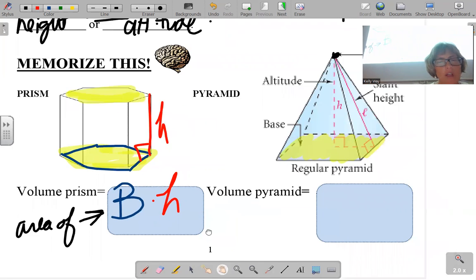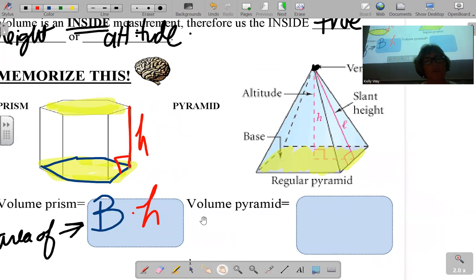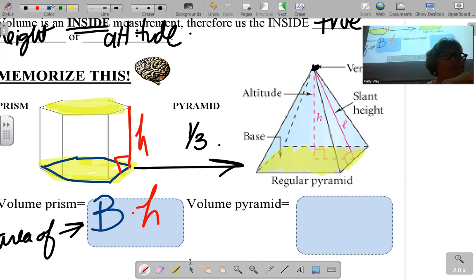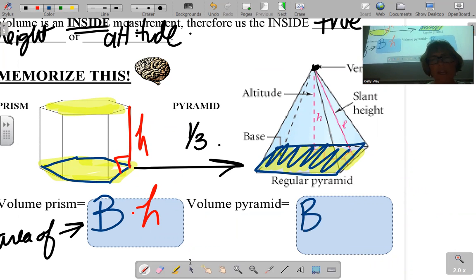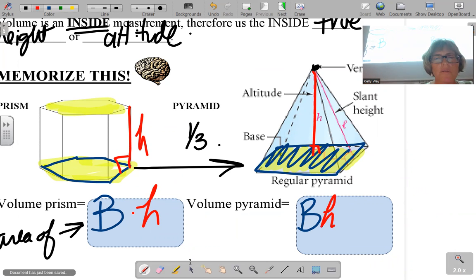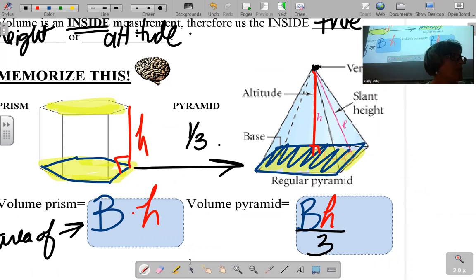Pyramid. Volume is 3 dimensions. Therefore, the fraction from a prism to a pyramid is 1/3 the volume. So this one, same thing, is you find the area of the base. You times by height, which is inside. And it's simply over 3. Ta-da! Easy, easy, easy peasy. We're going to do 2 problems together.